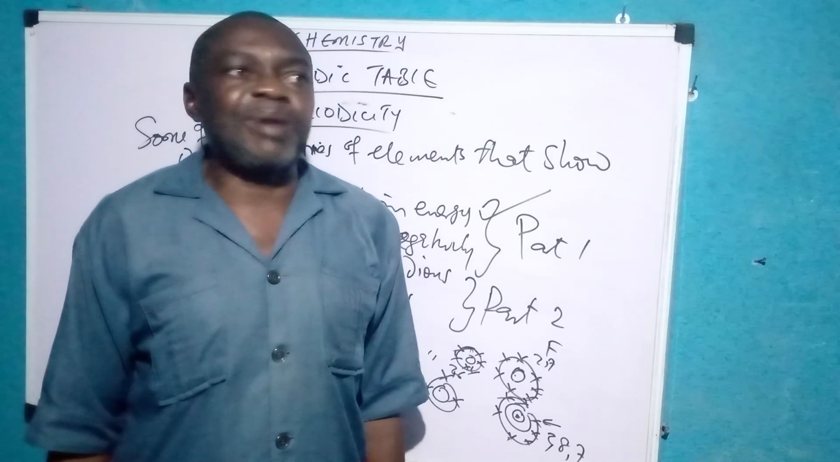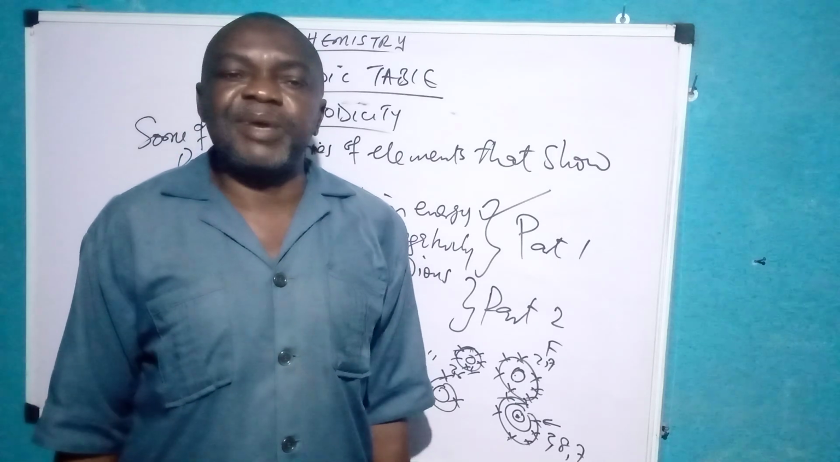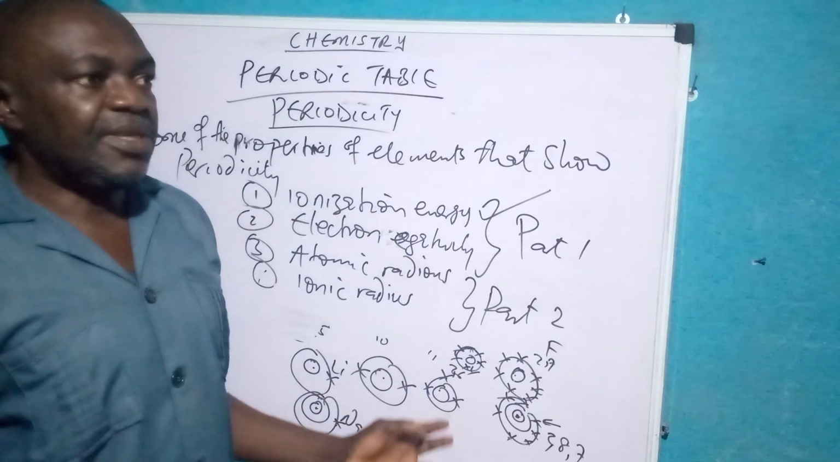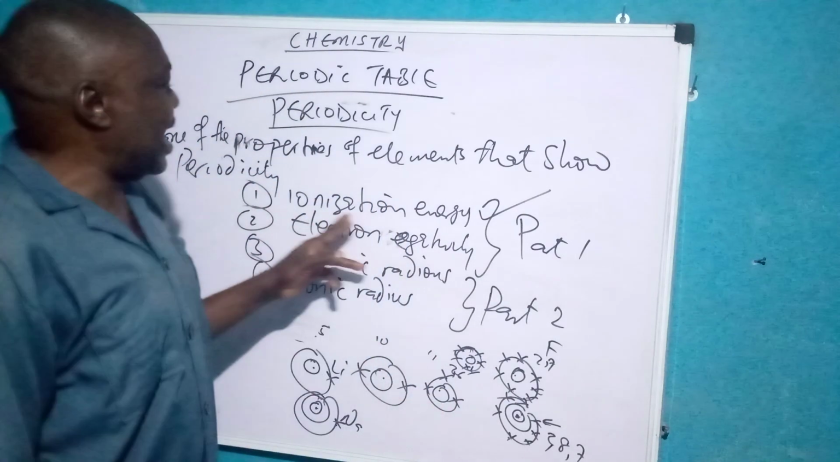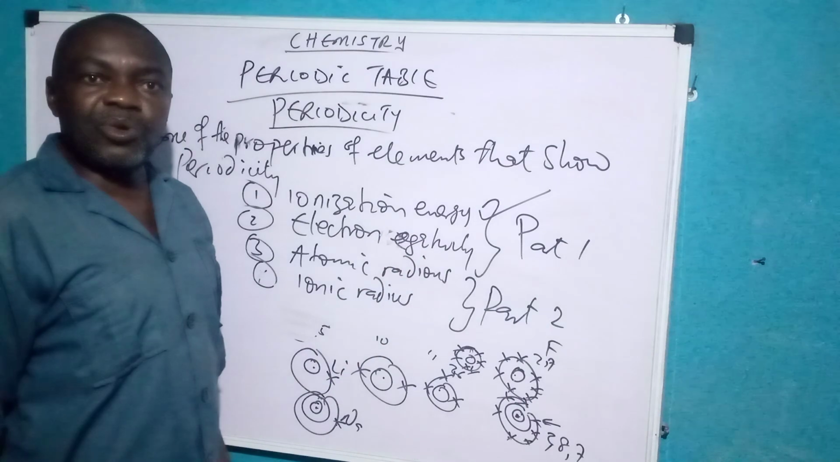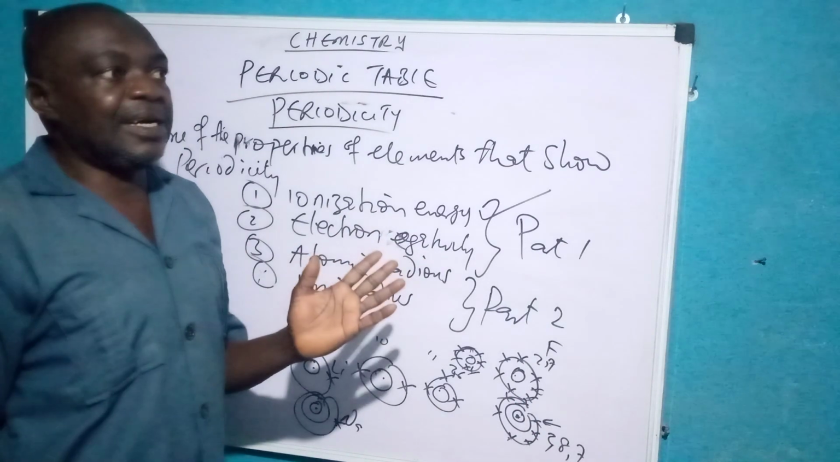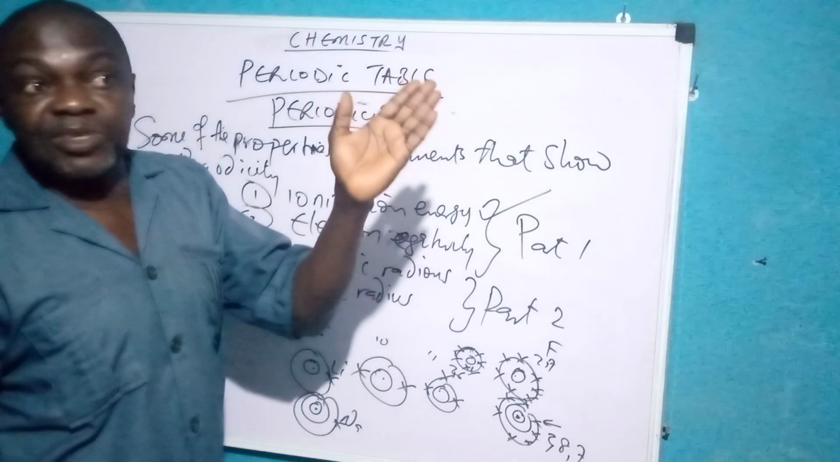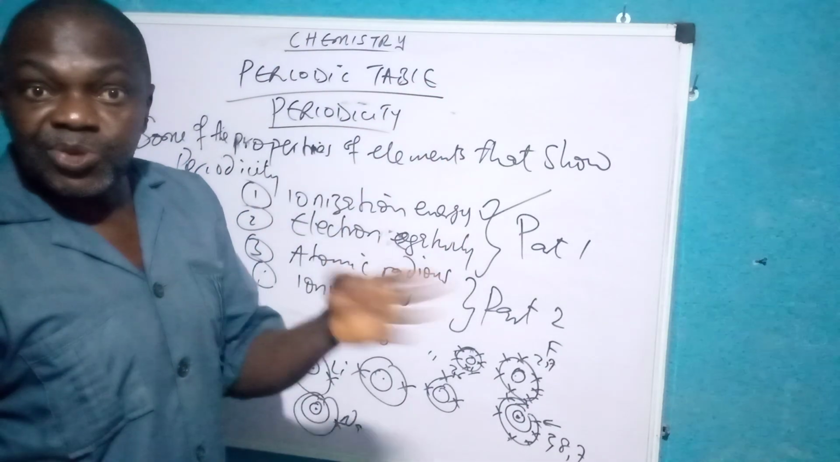Last time, we talked about some properties of elements that show periodicity. And indeed, we talked about two of them, which are ionization energy and electronegativity. Today, we are going to conclude it. Remember, I said there are other properties that show periodicity. They are all in the previous videos, so go to those videos and you will see them.